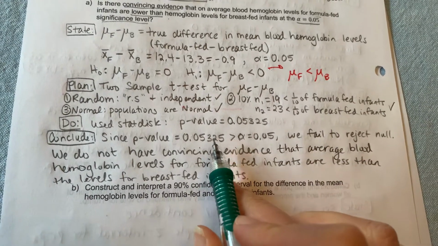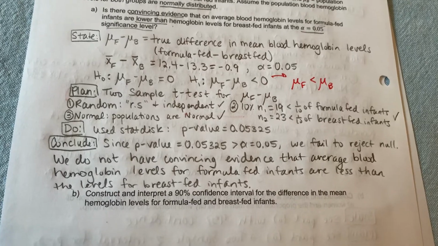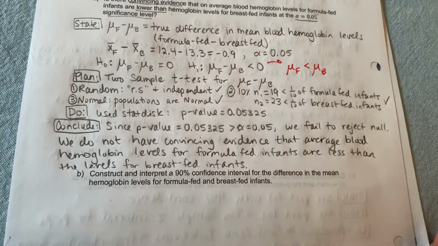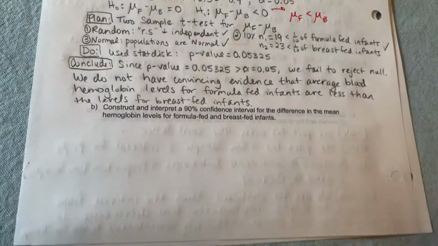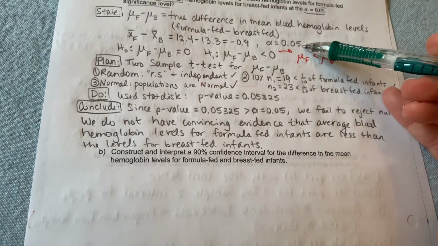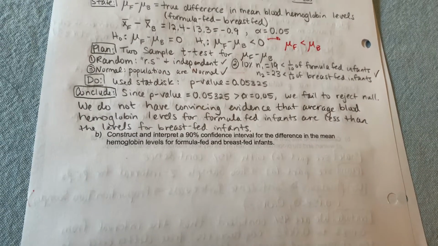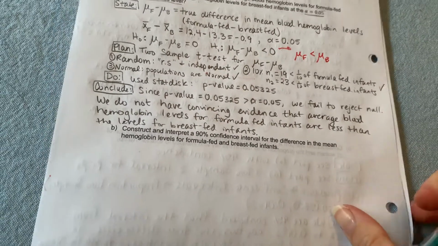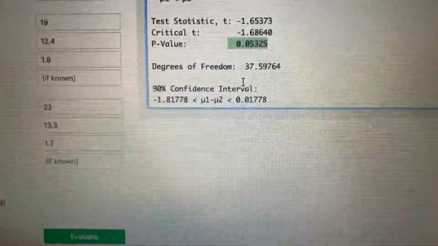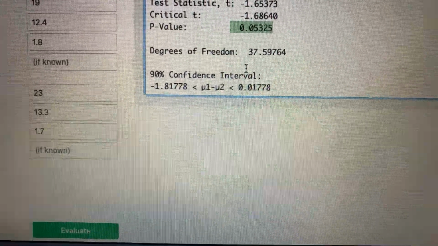If our p-value had been less than alpha, then we would reject the null and we would have evidence for this. Okay, so now we're going to go ahead and construct and interpret a 90% confidence interval. Notice alpha of 0.05 corresponds to this 90% confidence interval for the difference in the mean hemoglobins for formula-fed and breastfed infants. So I want you to take a look at the confidence interval we've got here. Negative 1.81778 to negative 0.01778.